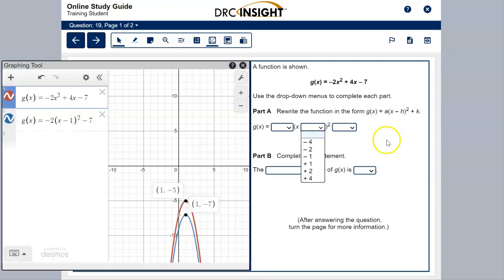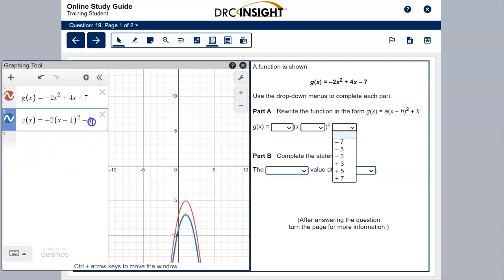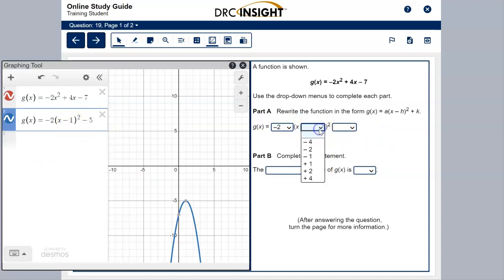Now this number at the end, we did negative 7. Let's change it to the negative 5 and see what we get. And that one works. So let's turn it off, make sure it's under there. The A was going to be our negative 2, so let's choose negative 2. The number for minus h, we put in minus 1. And then this number here, we put a minus 5.